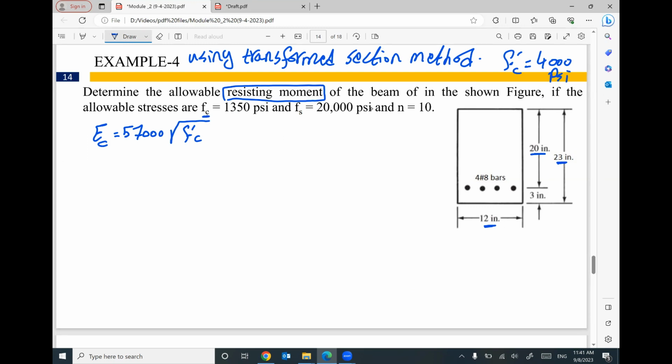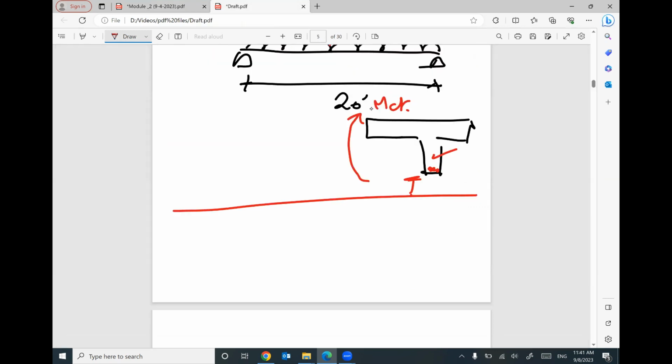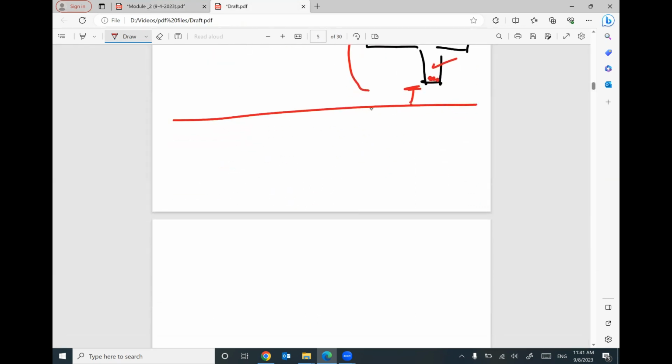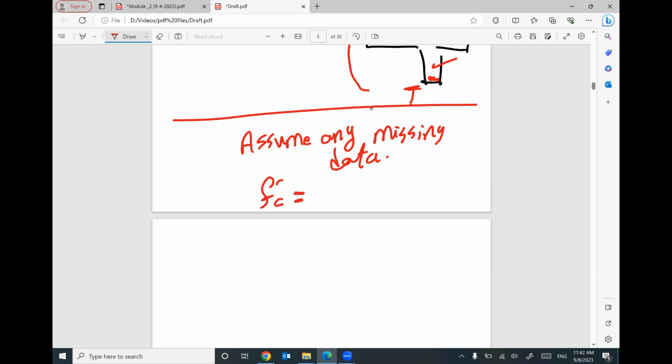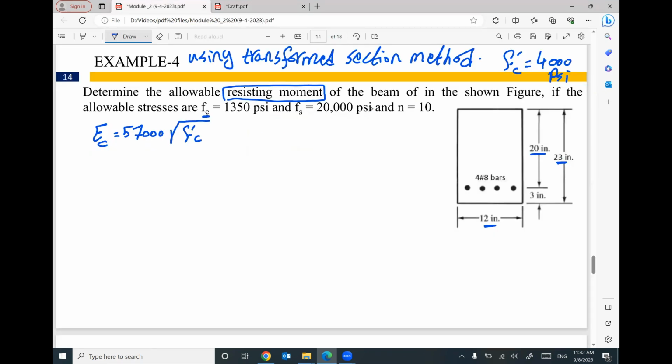This value is only allowable stress. It's something completely different. F prime C is the compressive strength of concrete. This value should be given. By the way, at the beginning of any exam or any quiz, any homework, I'm saying assume any missing data. So if you feel that there is something I have to provide, you can assume it. But for your information, F prime C will be given all the time. We cannot work on concrete without this value. We have to figure out the compressive strength of concrete.